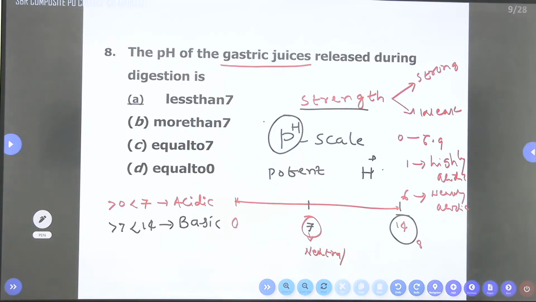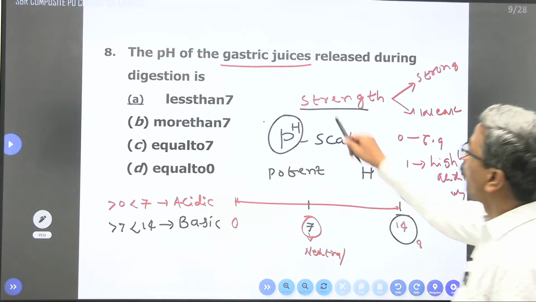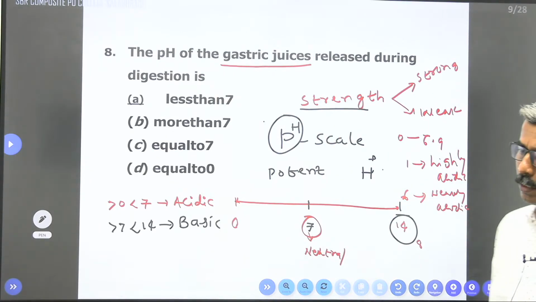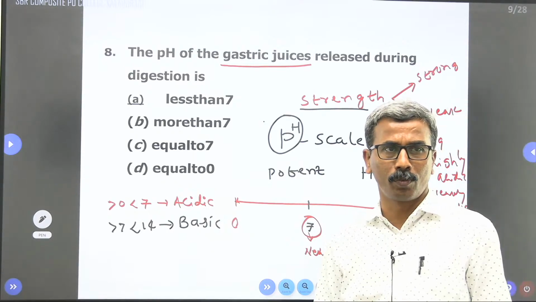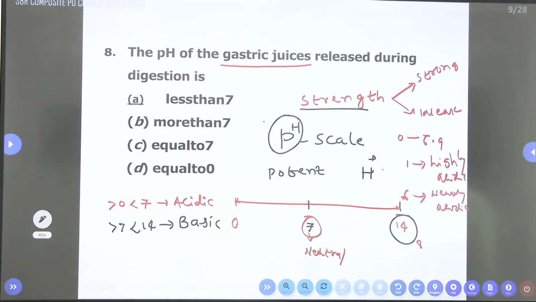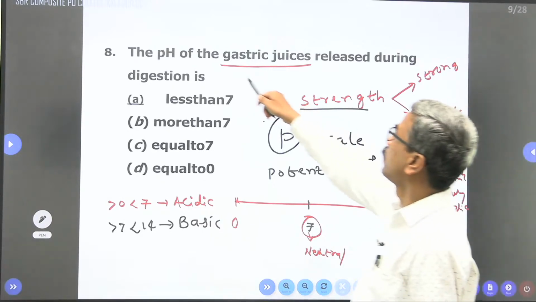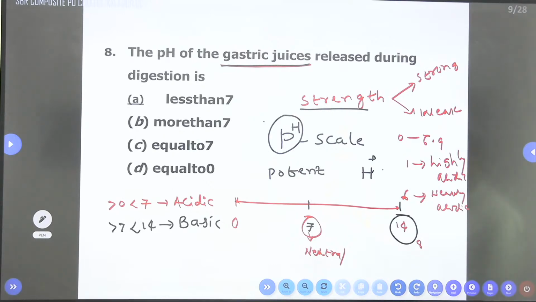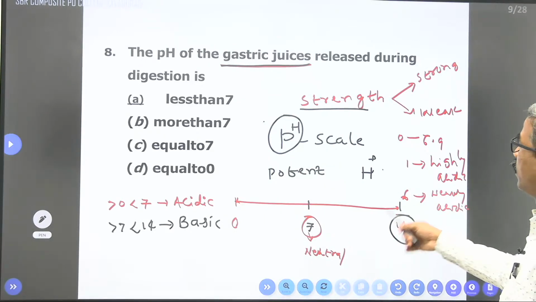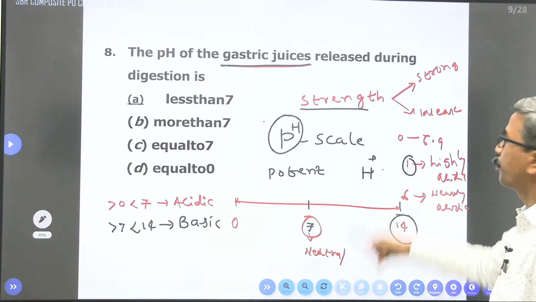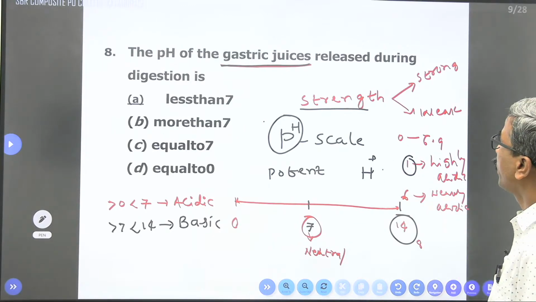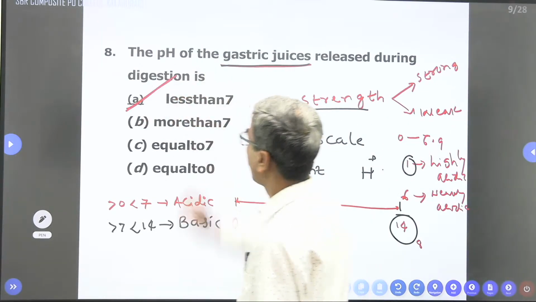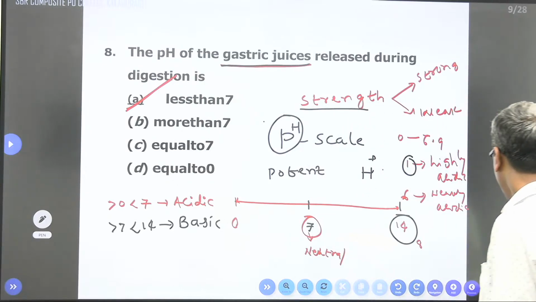Now coming back to the question statement: the pH of gastric juice released during digestion. It is present in the stomach, which is helpful for digestion of whatever food we take. You should remember that gastric juice will be fairly acidic, weakly acidic. If it were strongly or highly acidic, the pH must be 1, 2 like that. But it is fairly acidic, which means it is less than 7. Based on that, for question number 8, A is the correct option. Moving to next.